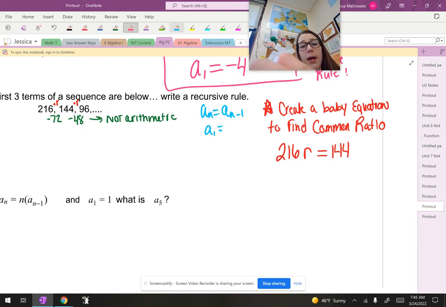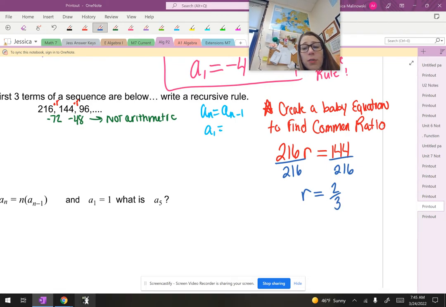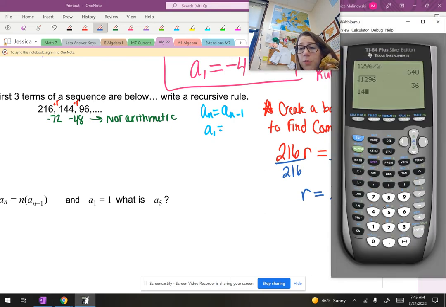Well, I can solve for r. r is being multiplied by 216, so I'm going to do the inverse and divide by 216. 144 divided by 216 is a repeating decimal, so we're going to math frac that to get 2/3. And I can always double check that to make sure it's correct, because if I take 144 and multiply it by 2/3, that should give me 96, and it does.